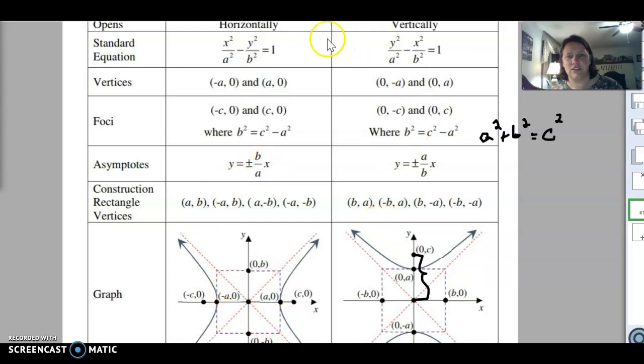Notice all of these are centered at 0, 0. So all the information on this table is only for hyperbolas that are centered at 0, 0. And for this homework assignment, that's all you'll get. Next homework assignment, we'll go over a little bit more what happens when our center is not at 0, 0. Okay, let's move on and let's look at some examples.